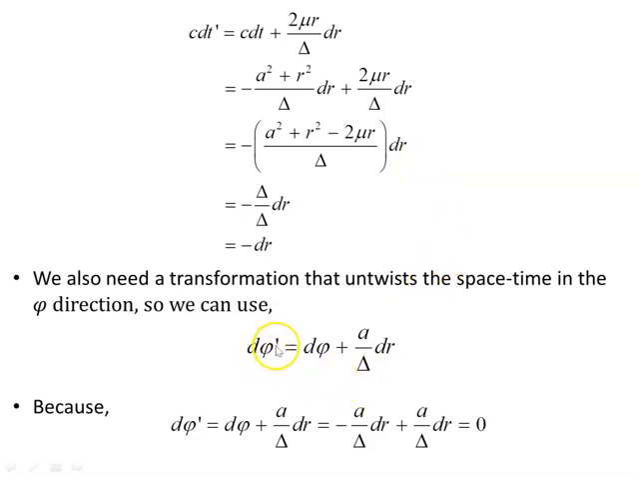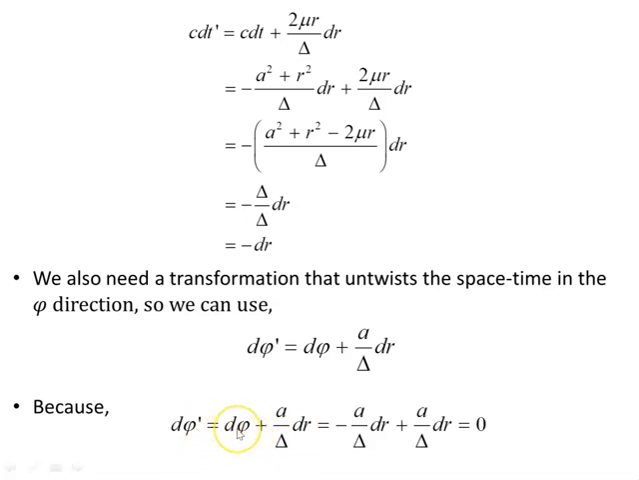Another one is d phi dash. Remember how we wanted that to be 0? Well, just take the original d phi and add on a on delta dr, because remember that before was minus a on delta dr. So d phi dash becomes d phi plus a on delta dr, because remember this is in the equatorial plane, and we're fixing it there. So we're setting all the others to 0. You'll see why later in the video.